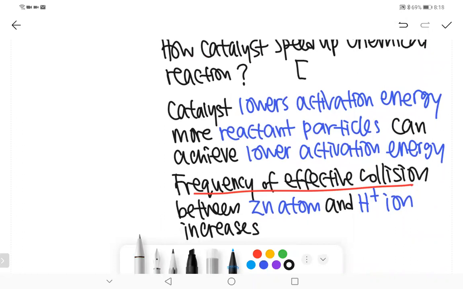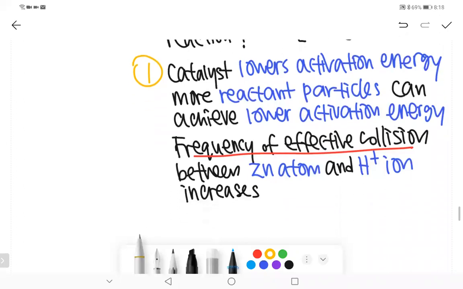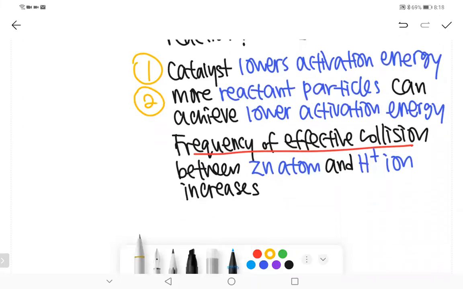And this question can give us about 3 marks. So 1 mark is catalyst lowers the activation energy. 2nd mark, more particles can achieve that. And then the 3rd mark is frequency of effective collision increases.